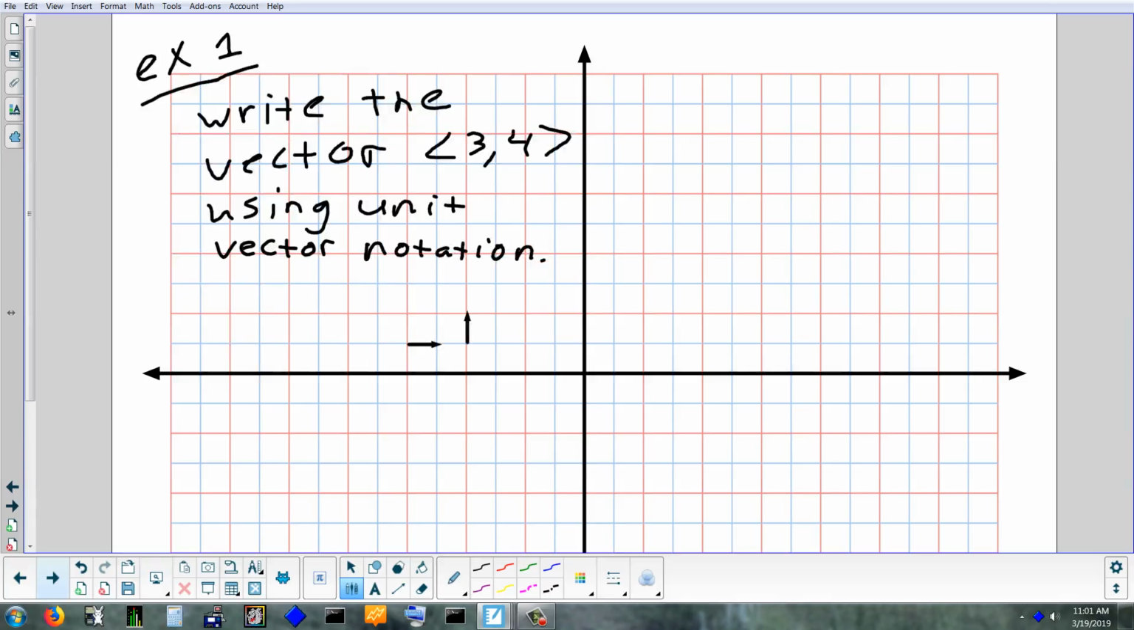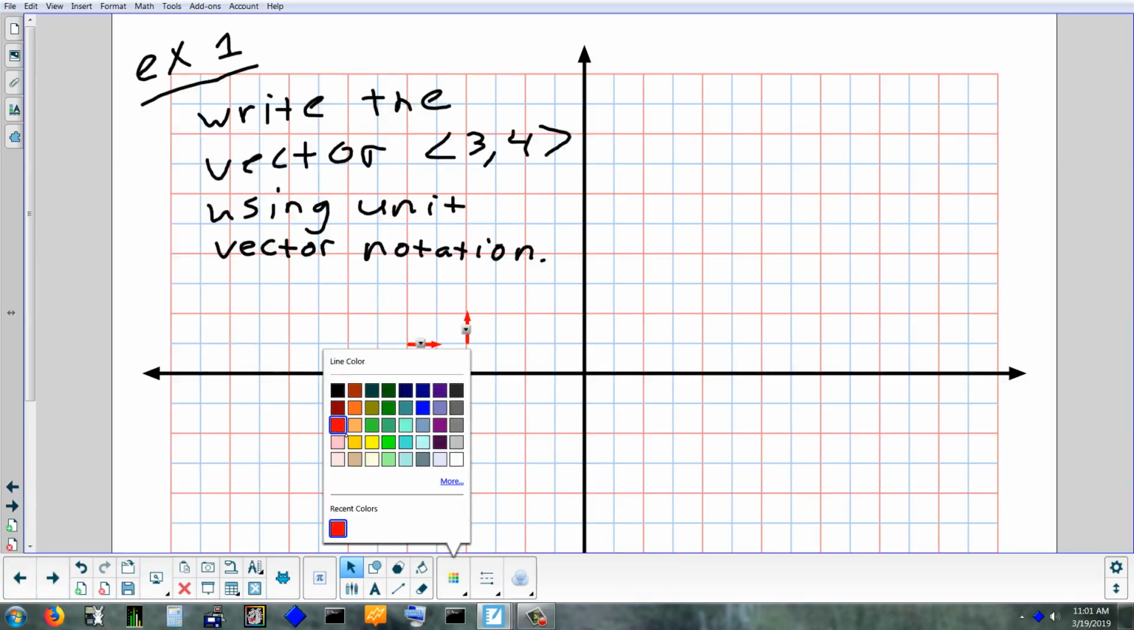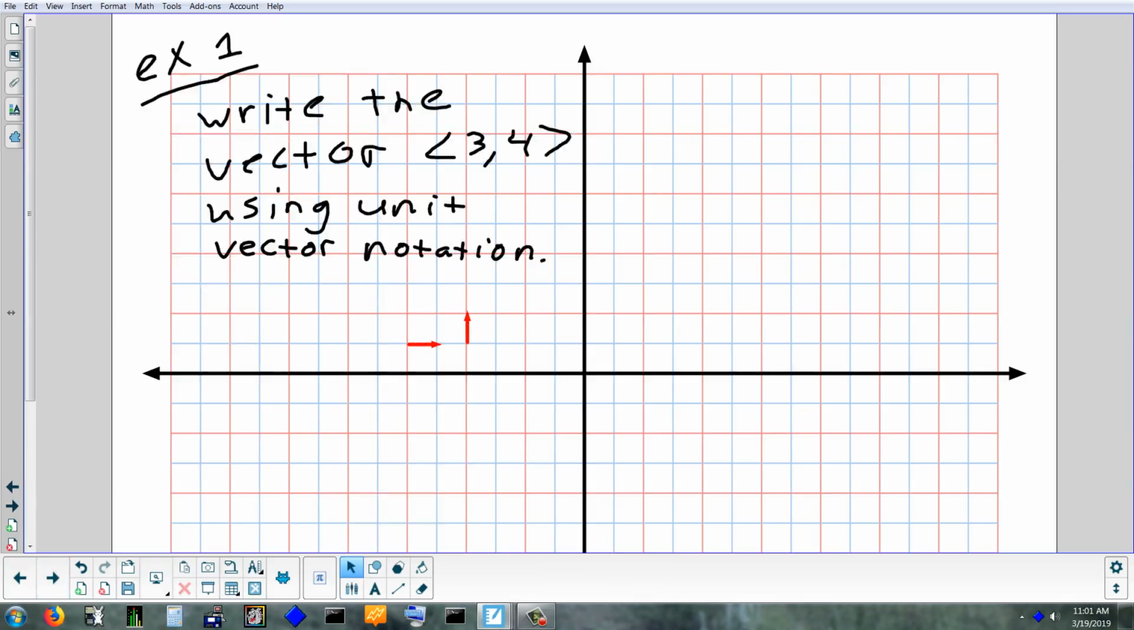So let's see if we can write the vector 3, 4 using unit vector notation. When we're done, it's just going to have i's and j's in it. I'm going to make these a different color, because some of them are going to be right on top of the axis, and the axis is already black, so you wouldn't see it. So we want to end up here. We're going to stack as many i's and j's as we need to together to get to that point.